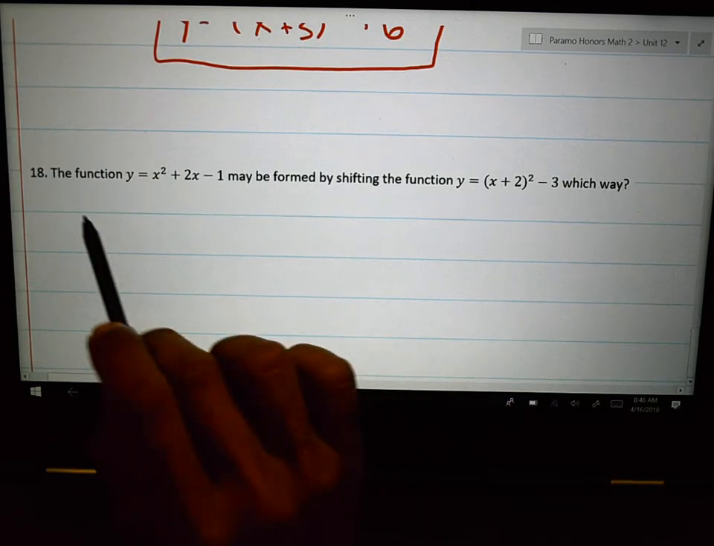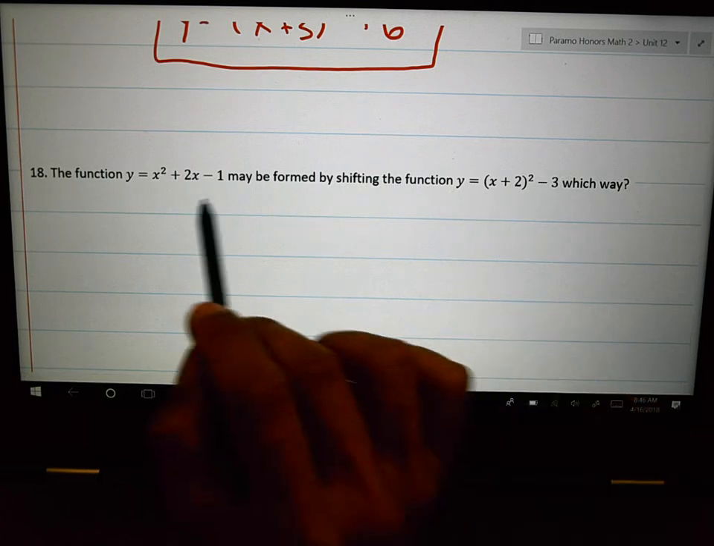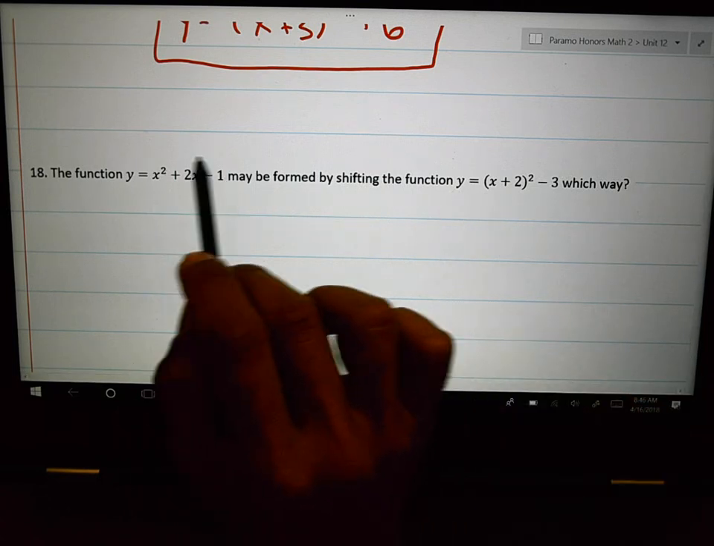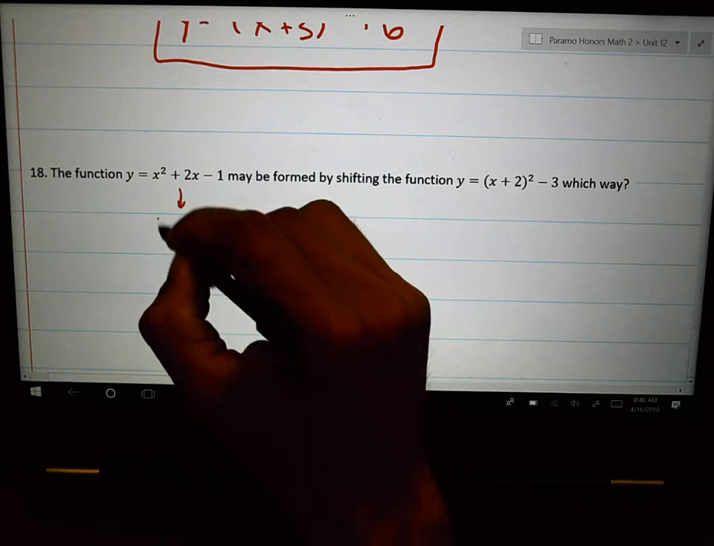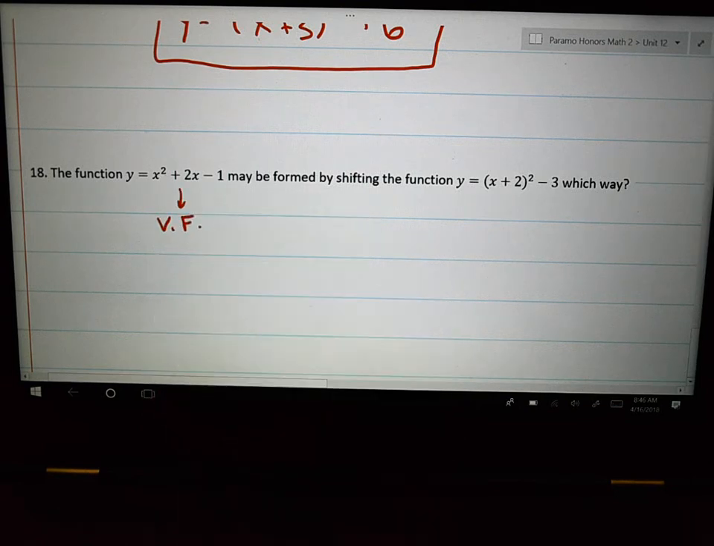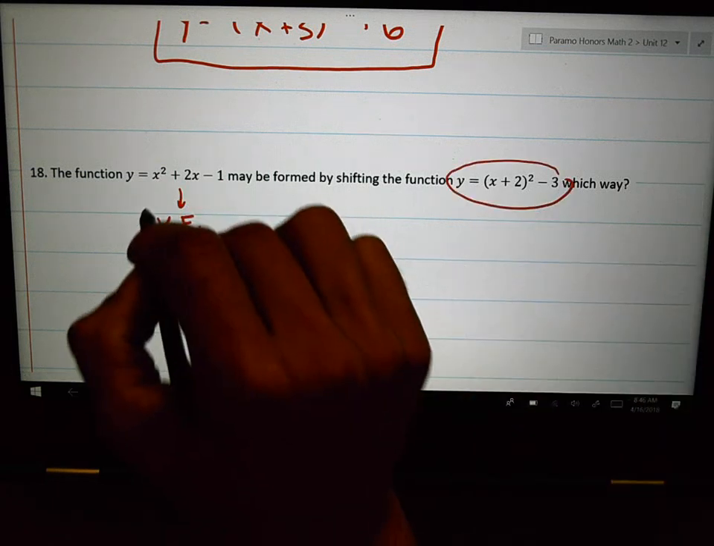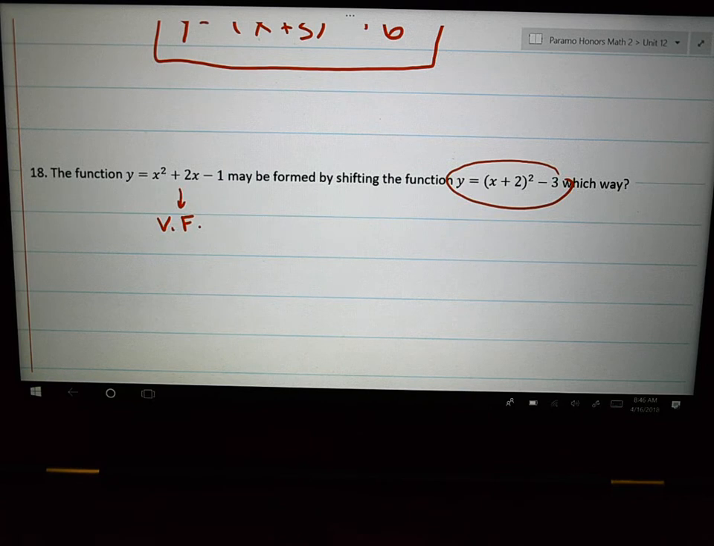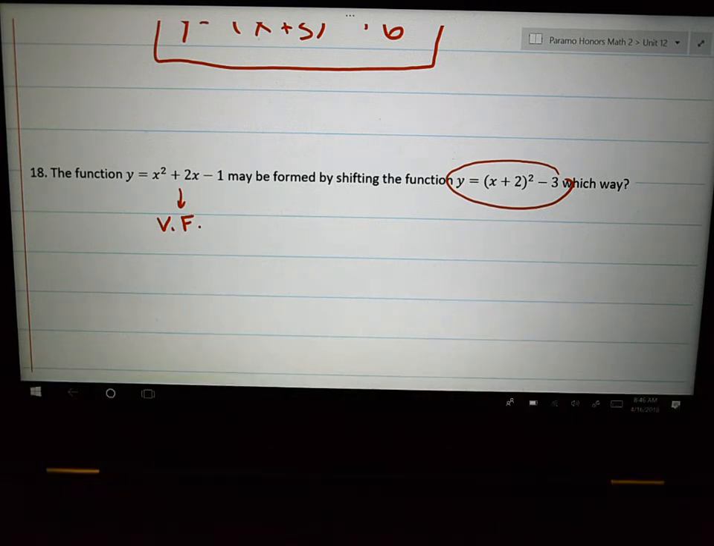It says this function may be formed by shifting this function which way? You have to figure out where the vertex is. You're going to have to convert this into vertex form first. And we're going to shift this function. It needs to end up with this vertex. So you're going to say whether it's right, up, down, or left. Factor it and then see how many units each one made when you make that conversion. We'll stop your notes right there.